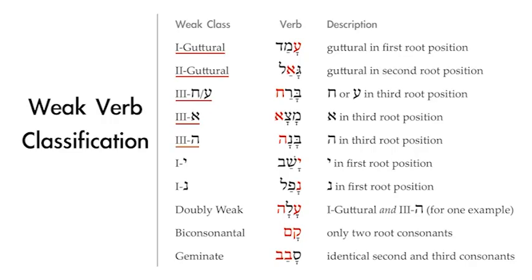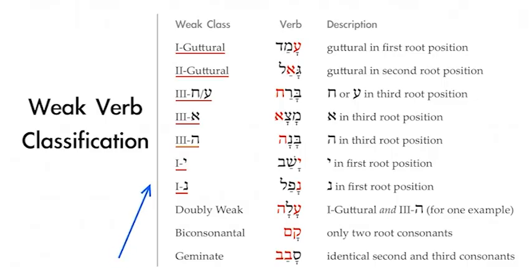With third hey verbs, you're going to see a hey in the third root position. This is a very common weak verb class in Biblical Hebrew, and so you'll become very familiar and comfortable with these verbs soon. Then we get the yod and nun categories. If the yod or nun appears in first root position, it's going to be weak. And so with our example here, yashav, you see the yod in first root position makes this particular verb weak. With the one nun category, we see nafal, and the nun in first root position makes this verb weak.